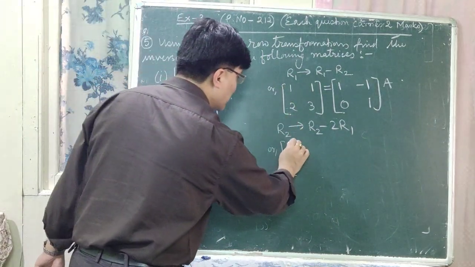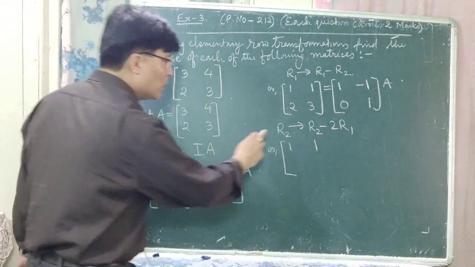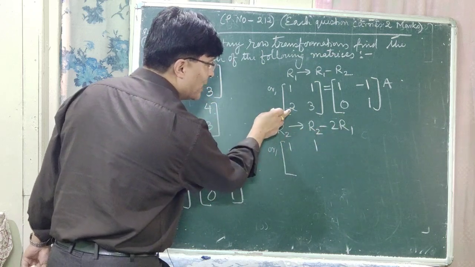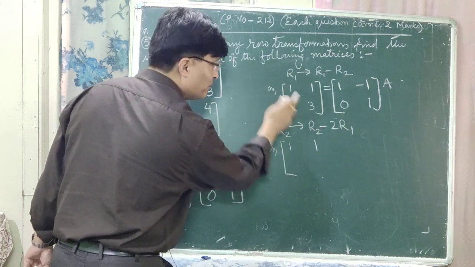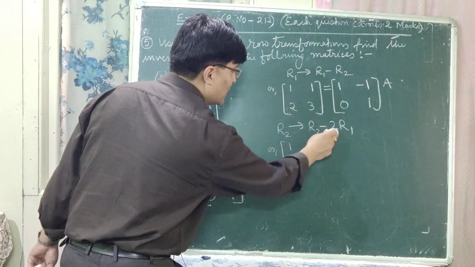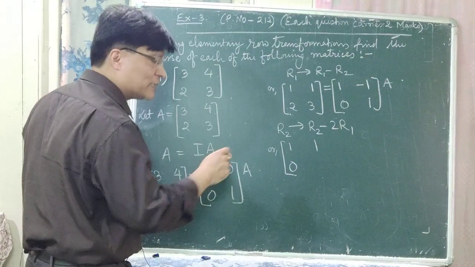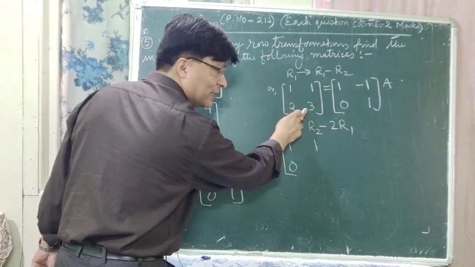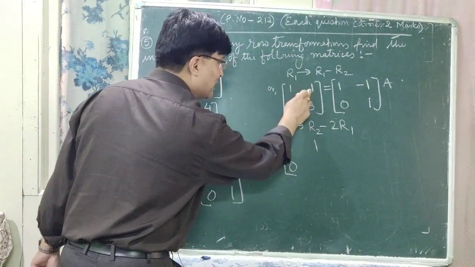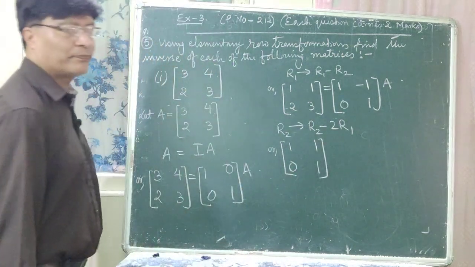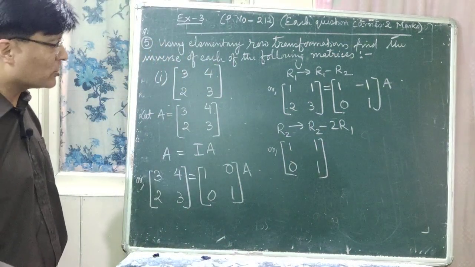Row 1 remains same. 1, 1. What is R2 equal to? R2 minus 2R1. That is 2 minus 2 into 1. 2 minus 2 into 1. 2 minus 2 will be 0. Is that clear? Next, this R2 is 3, minus 2 into 1. What is 3 minus 2? Is always 1. I think it is understood.